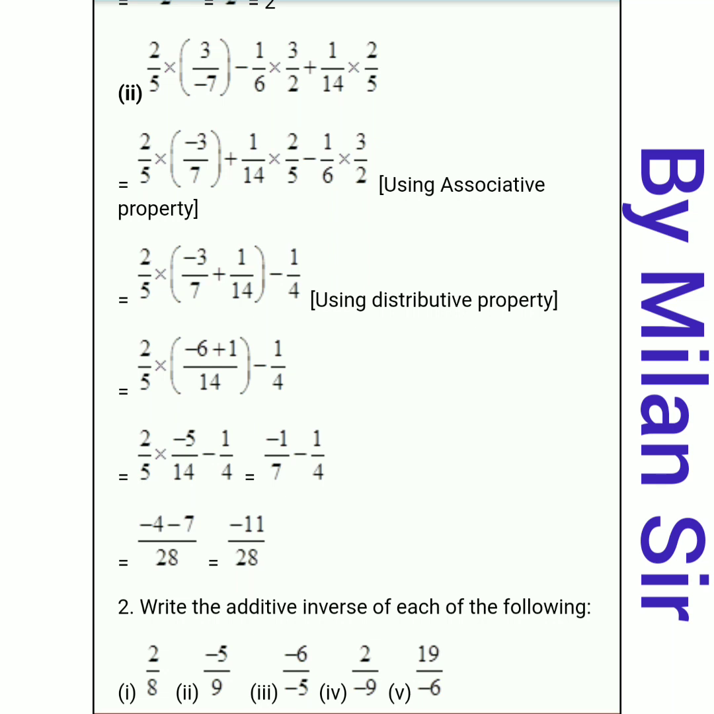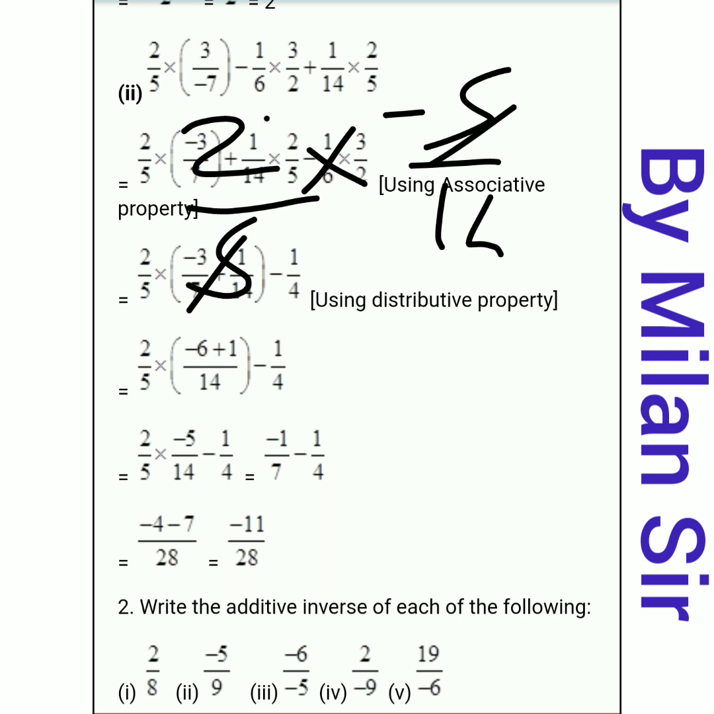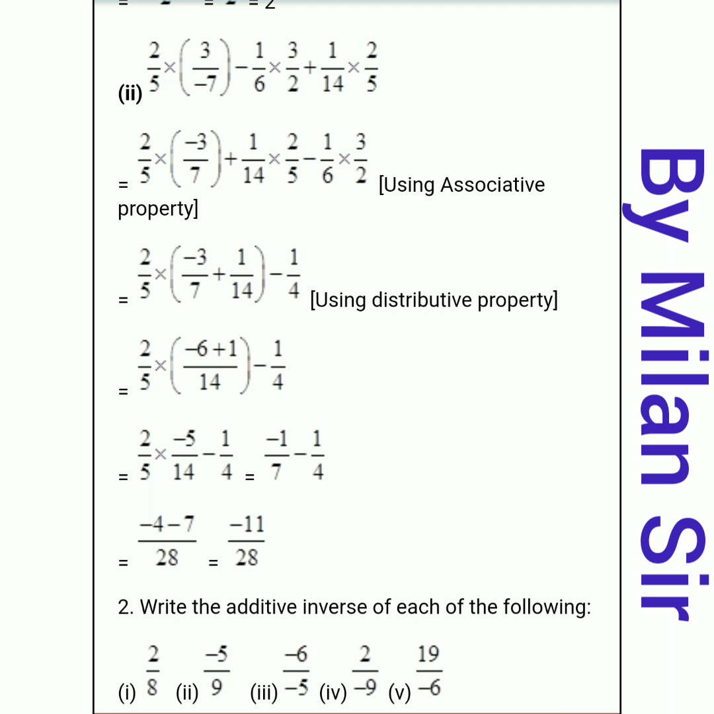Then we need to simplify this. 2 by 5 times minus 5 upon 14, 5 cut, 2 sevens are 14, we get here minus 1 by 7, and our last term minus 1 by 4 as it is. Okay, then again we need to take LCM. So we do cross multiplication. 4 ones are 4, 7 ones are 7, and the multiplication of the denominators is 28. Now minus minus becomes plus, 7 plus 4 is 11, the bigger number's sign is minus, denominator 28. Okay, so our final answer is minus 11 upon 28.